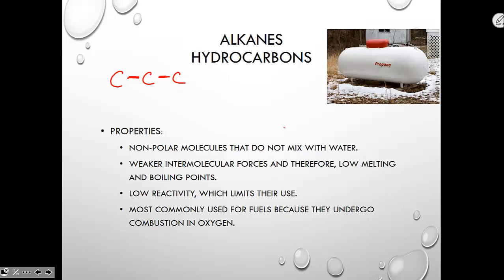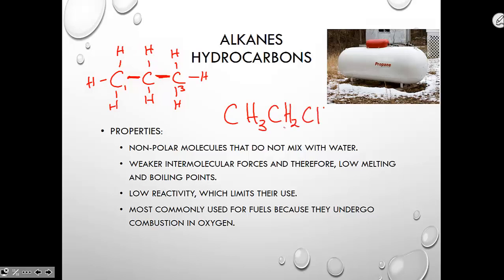So this end carbon, let's call it carbon number 1, already has 1 bond, so it needs 4, so those other 3 must be hydrogens. This end carbon, carbon number 3, has to have 4 bonds, so 1 to the carbon, and then 3 hydrogens. The carbon in the middle already has 2 bonds, but has to have 4 in order to be at its lowest energy state, so it picks up those 2 hydrogens. So our structural formula for propane would be 3 saturated carbons.